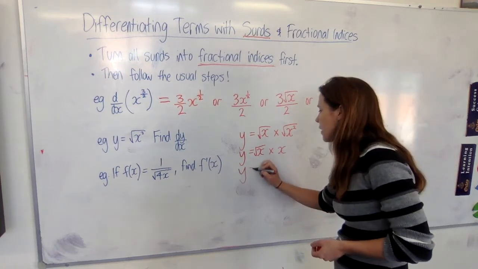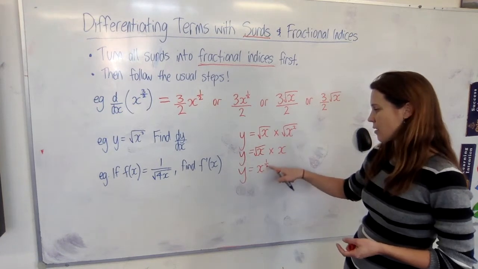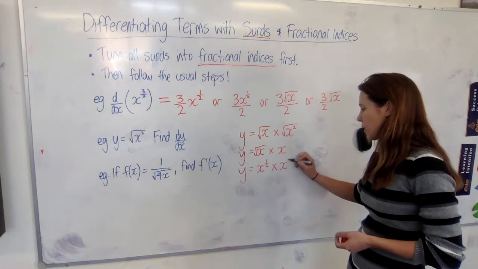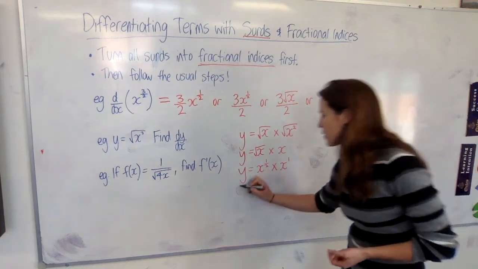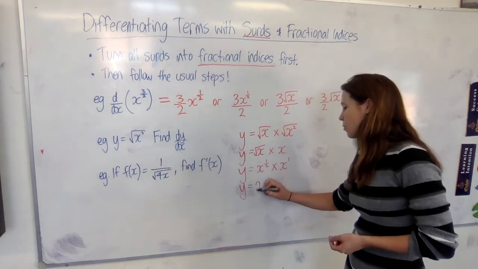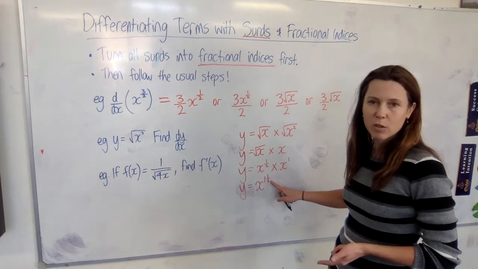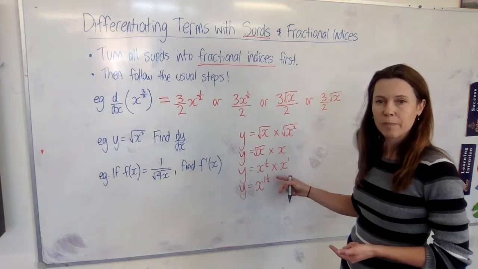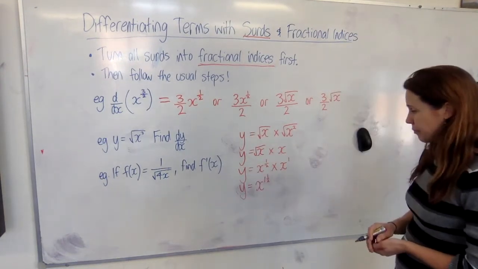Writing this as a fractional index number, we have x to the power of half times x to the power of 1, and when we multiply and the bases are the same, we need to add the indices. So this person would come up with y equals x to the power of 1.5, which is exactly the same as 3/2. It's just a different way of thinking it through. What's the correct way? The way that your brain naturally leaps.